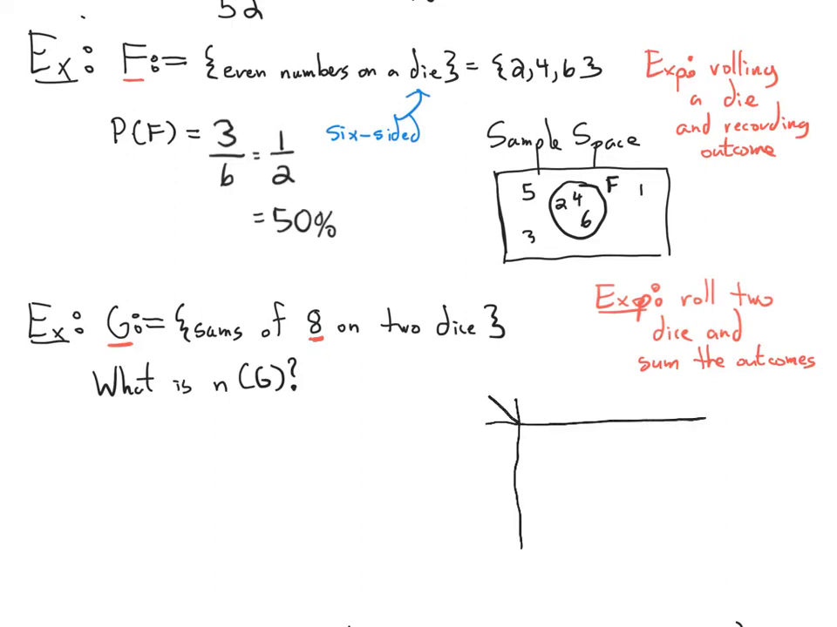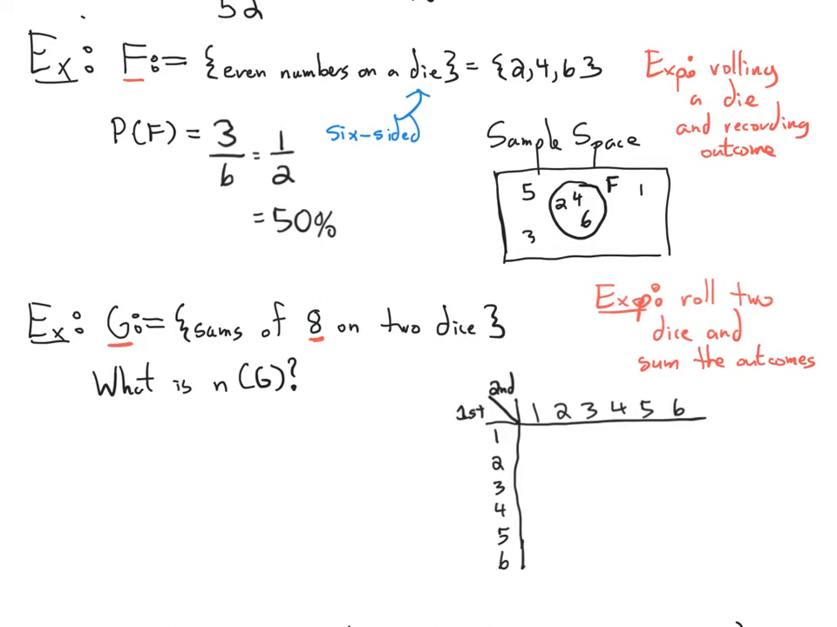So this will be my first die. We'll go down vertically, and the second die will go horizontally. I should have said the first die for the first one, of course. And our possible values on our first die, we can roll a 1, 2, 3, 4, 5, or 6. And on the second die, it's the same thing: 1, 2, 3, 4, 5, and 6.